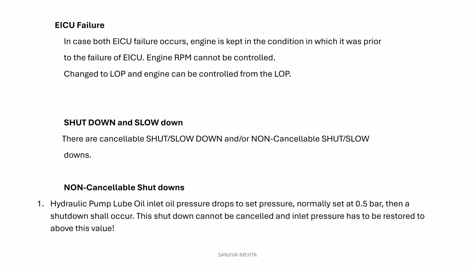EICU failure. There is a possibility the EICU has failed. If one EICU fails it doesn't matter, because the other is taking 100% functioning. In case both the EICU fail, the engine is kept in the condition in which it was prior to the failure of the EICU, but engine RPM cannot be controlled. Changing to the control room also, it cannot be controlled. Change to LOP and the engine can be controlled from the LOP only. If both EICUs have failed for whatever reason, neither from the bridge nor from the engine control room can you control the engine.